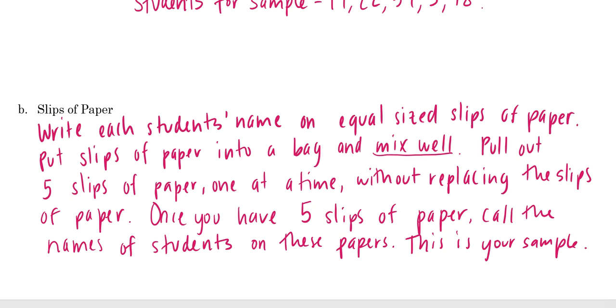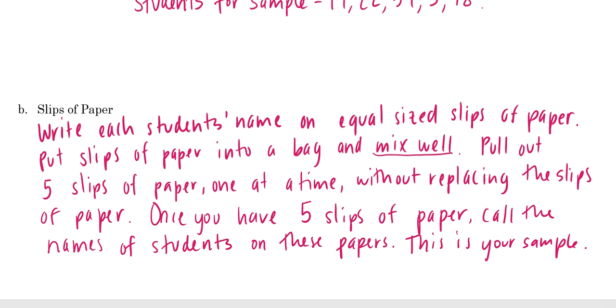So slips of paper into a bag, mix well. Pull out 5 slips of paper one at a time without replacing these slips of paper. Well, what does that mean? Well, it's kind of the same as repeating above. We didn't want repeated numbers because I need 5 different people for 5 different problems.